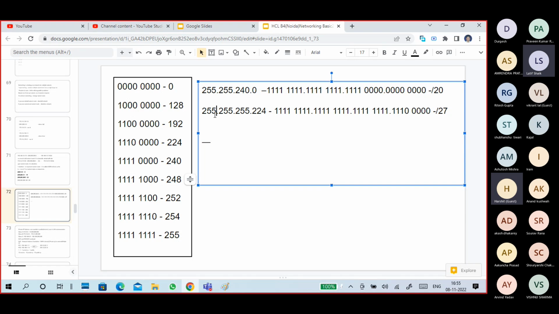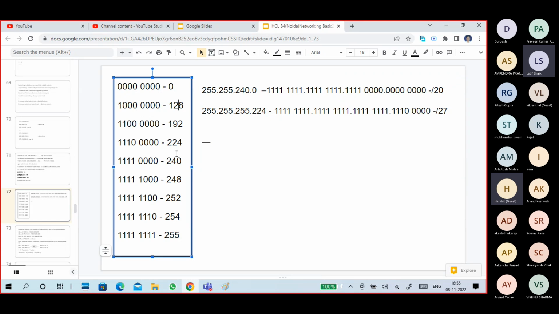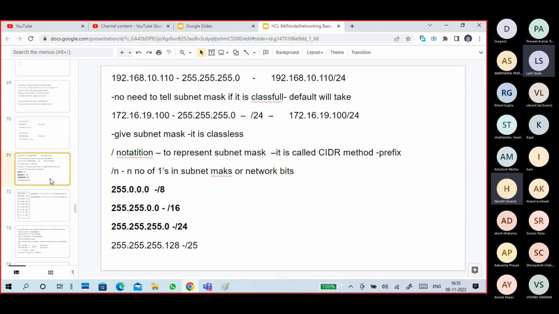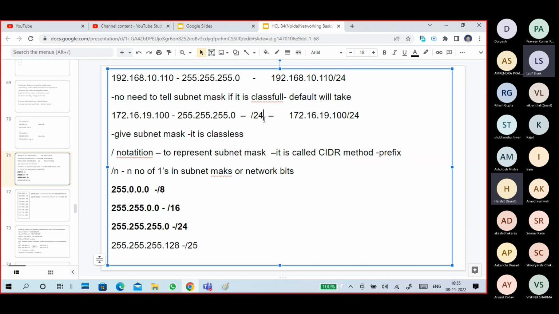Okay. So 255 means 8 ones. Other than 255, like 240 or 224 or 192 or 128 or 252 or 254, see those ones are there. You have to count them inside, then we can find the slash notation. This is how to represent a subnet mask in slash notation.